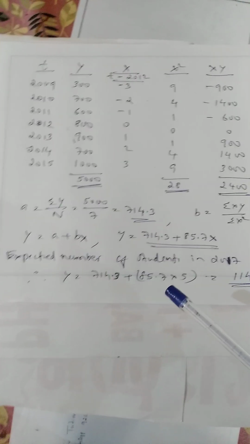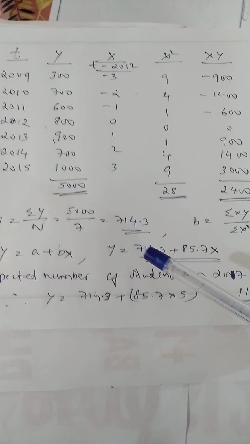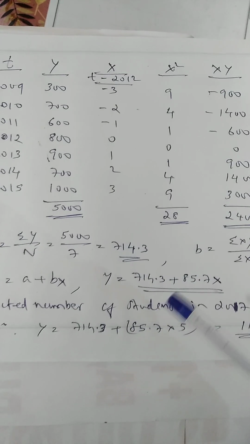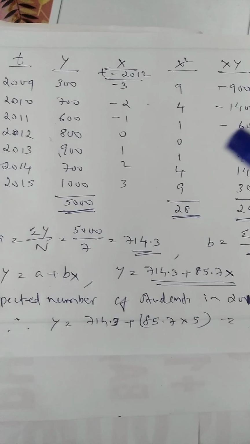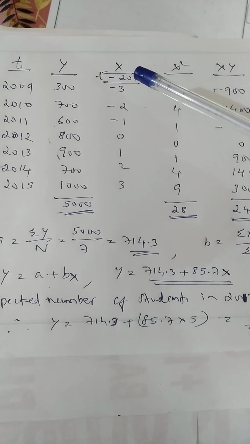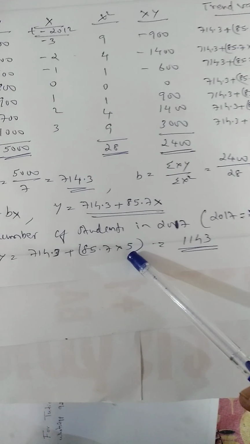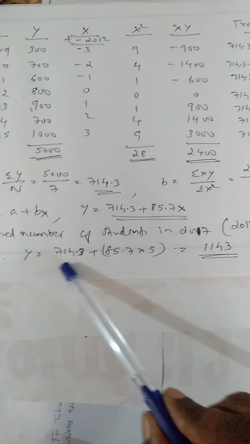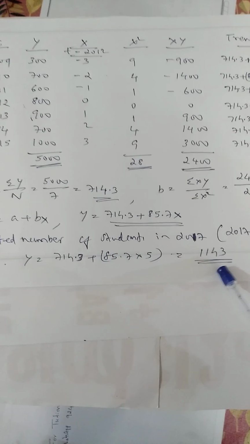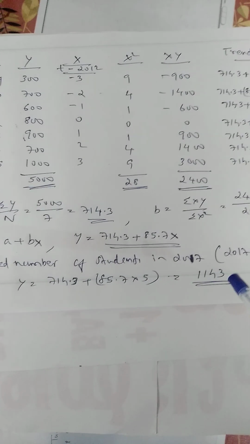Okay, in this, if you are asked to find the value of 2020, then what will you do? This 2020 minus the mid-year 2012, you get 8, isn't it? So, apply the 8 in the place of x value, and you can find or project or forecast the value of that 2020.